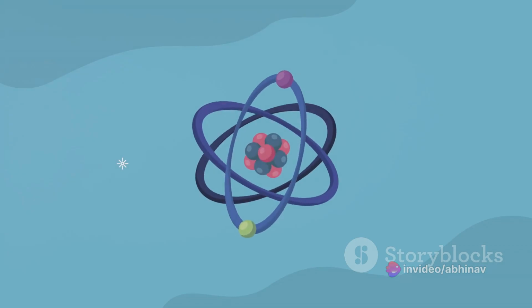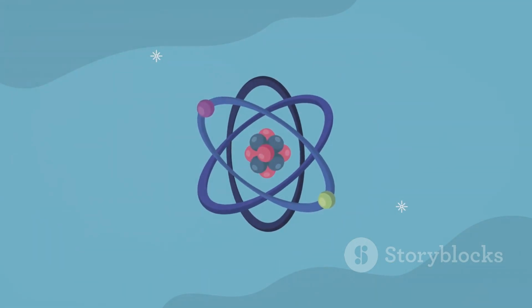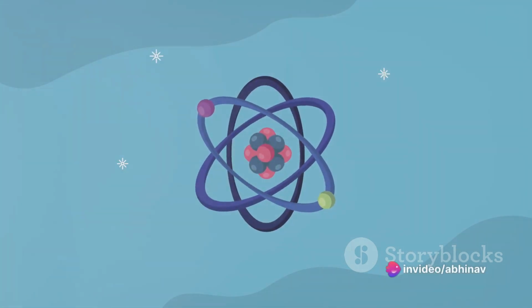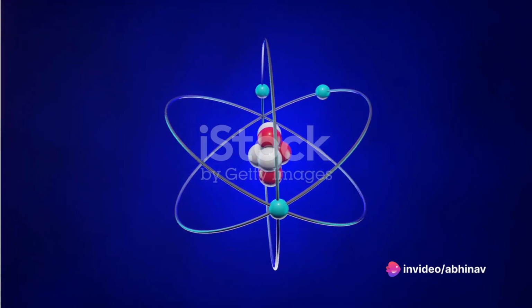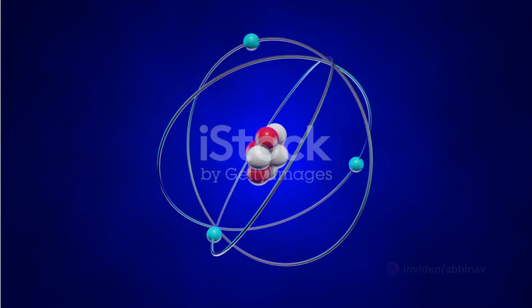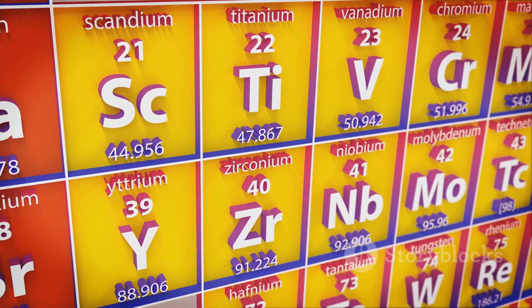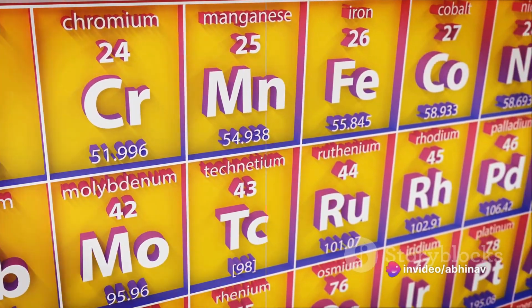These atoms are made up of three subatomic particles: protons, which are positively charged and found in the nucleus; neutrons, which are electrically neutral and also reside in the nucleus; and electrons, negatively charged particles that orbit the nucleus in what we call electron shells or energy levels. Now, the number of protons in the nucleus is what determines the element's atomic number, which uniquely identifies it.